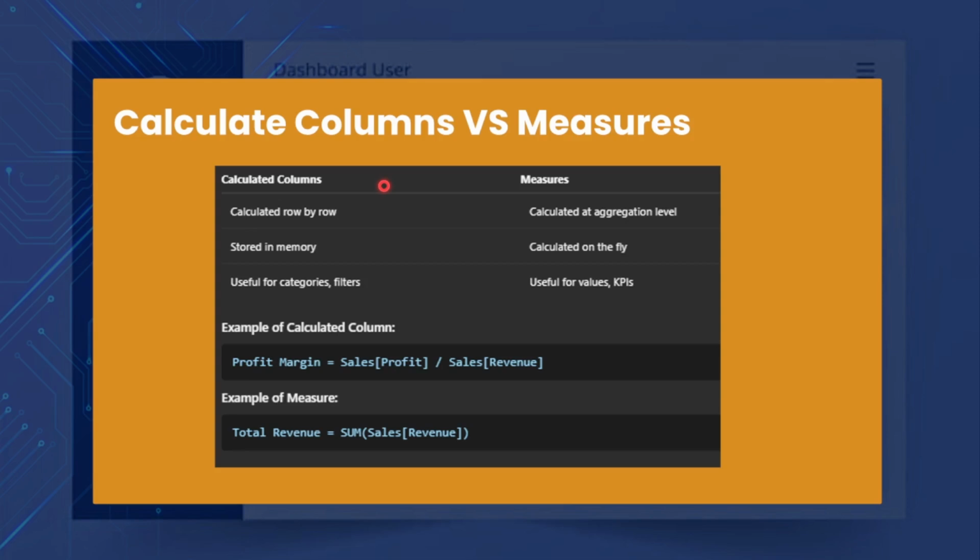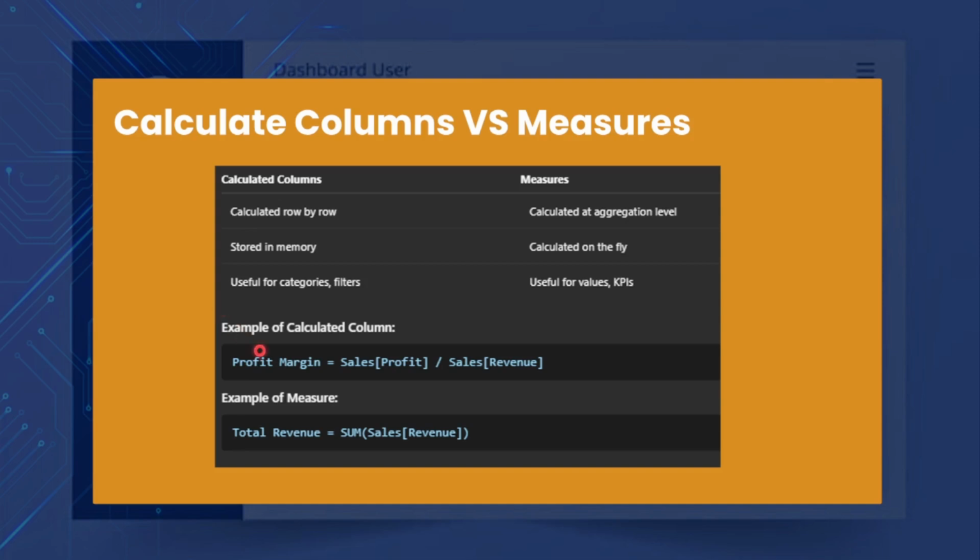Calculated columns are stored in memory. That means it creates an extra column on the table or the model. While measures are calculated on the fly. It's only when you need them that they are calculated. Although you might have written the formula, it's when you need to use it that it begins to calculate. Not like calculated columns, where once you write the formula it does the calculation, whether you're using it or not, and creates a new column and adds it to the table or the model. Calculated columns are useful for categories and filters, while measures are useful for values and KPIs.